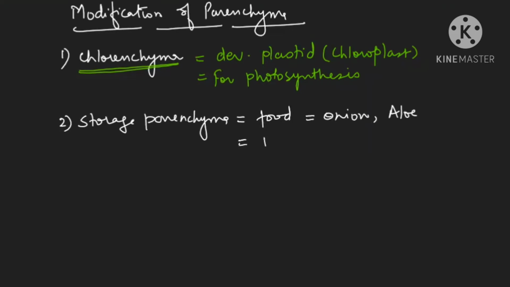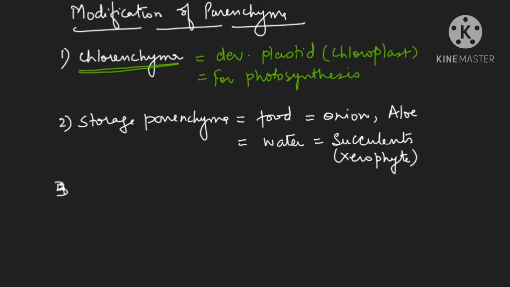And sometimes they will store the water also. So we will say they are storing the mucilage. And you'll see them in the succulent plants, means xerophyte plants. These are the xerophyte plants. Your example is aloe vera will also come here only.